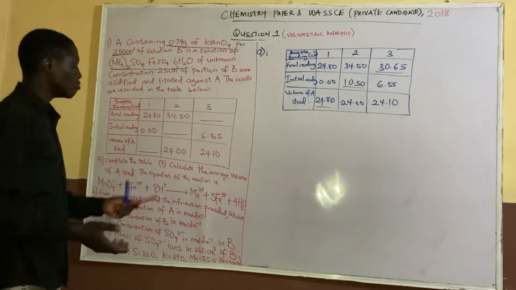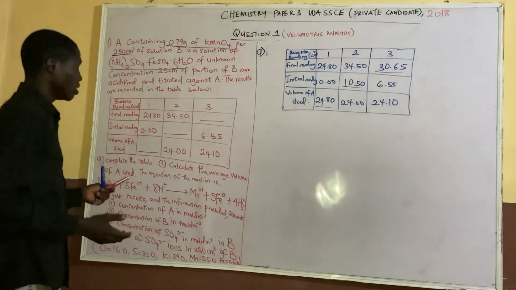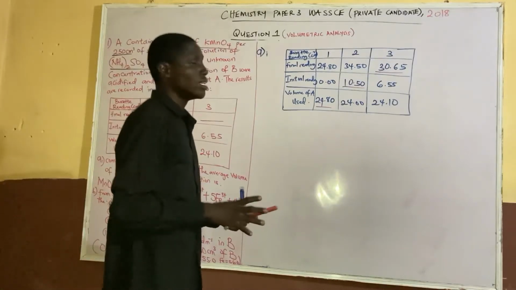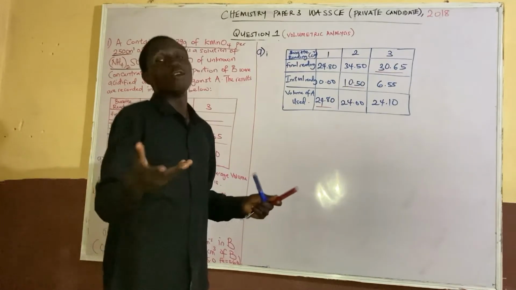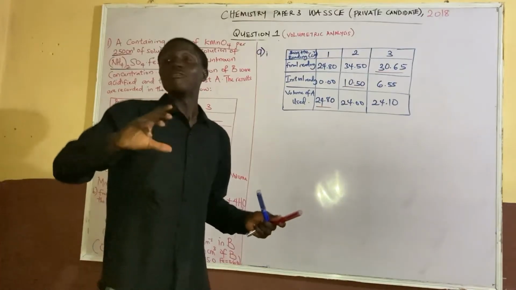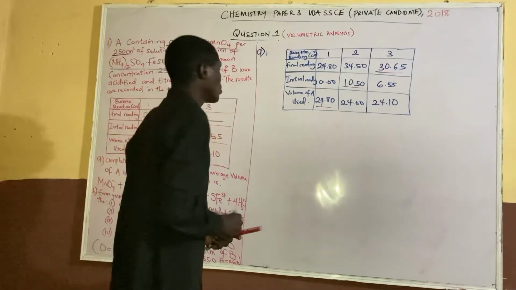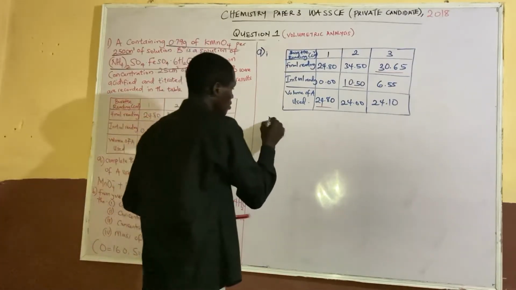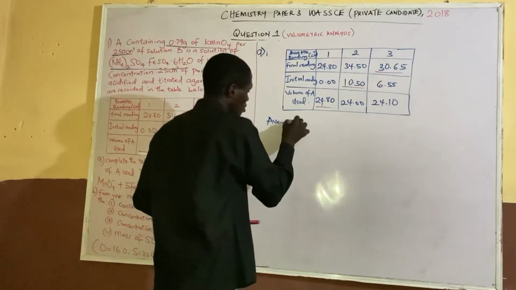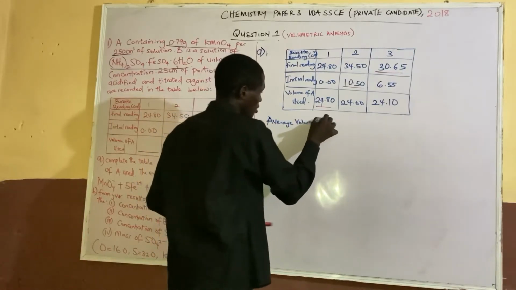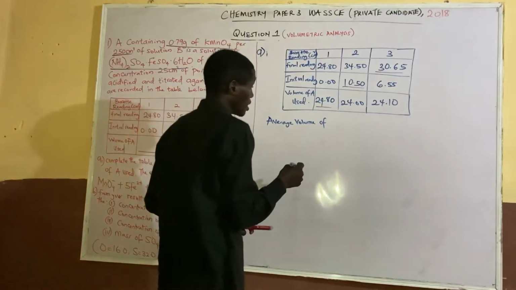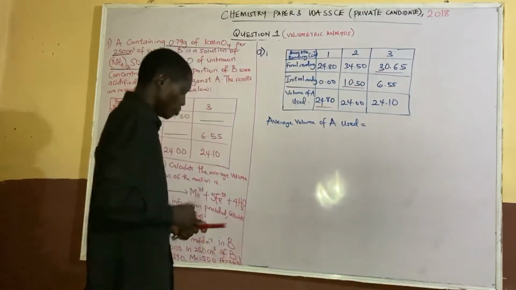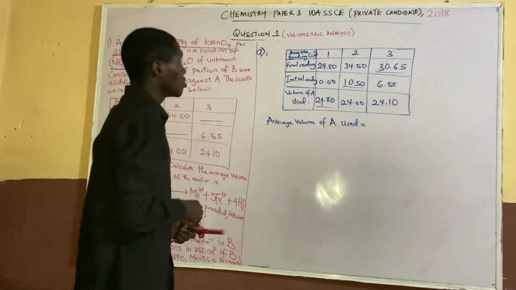So calculate the average volume of AUs. Now to calculate the average volume of AUs, it means to calculate the average titre value, the average titre. Remember we are dealing with redox titration of A and the volume of both AUs. Now how do you go about that?